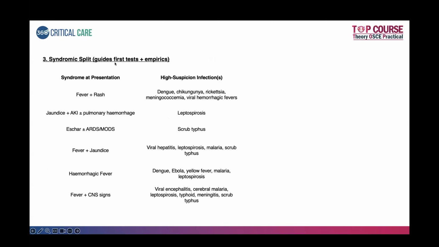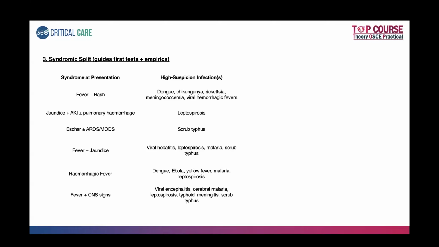The syndromic split helps in guiding the first test and the empirical therapy. If there is fever and rash, the suspected infections are dengue, chikungunya, rickettsial infections, meningococcemia, and viral hemorrhagic fevers. Whereas if there is jaundice with AKI and pulmonary hemorrhage, leptospirosis is the top differential you need to keep in mind. Then if there is shock with ARDS or MODS, scrub typhus is your high suspected differential.